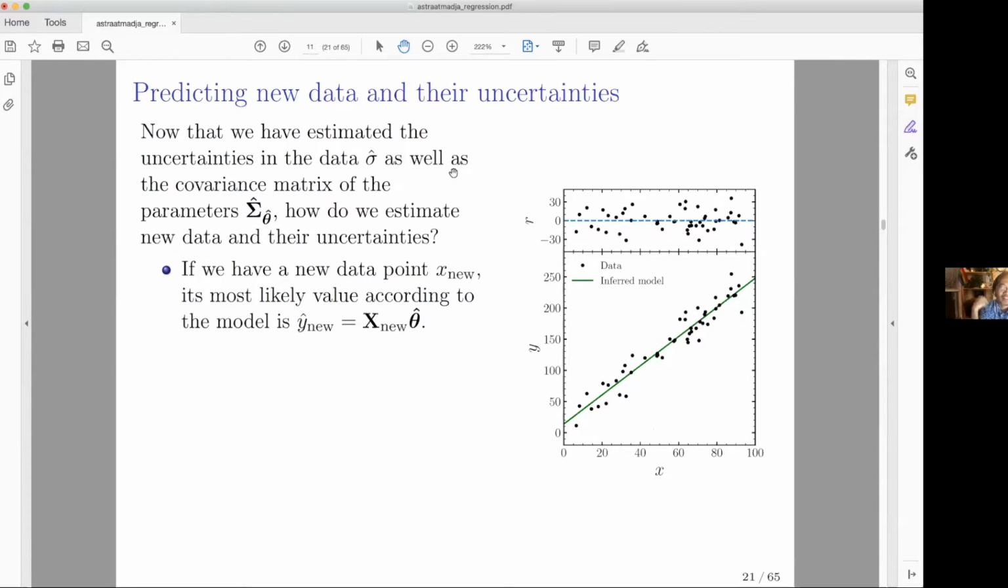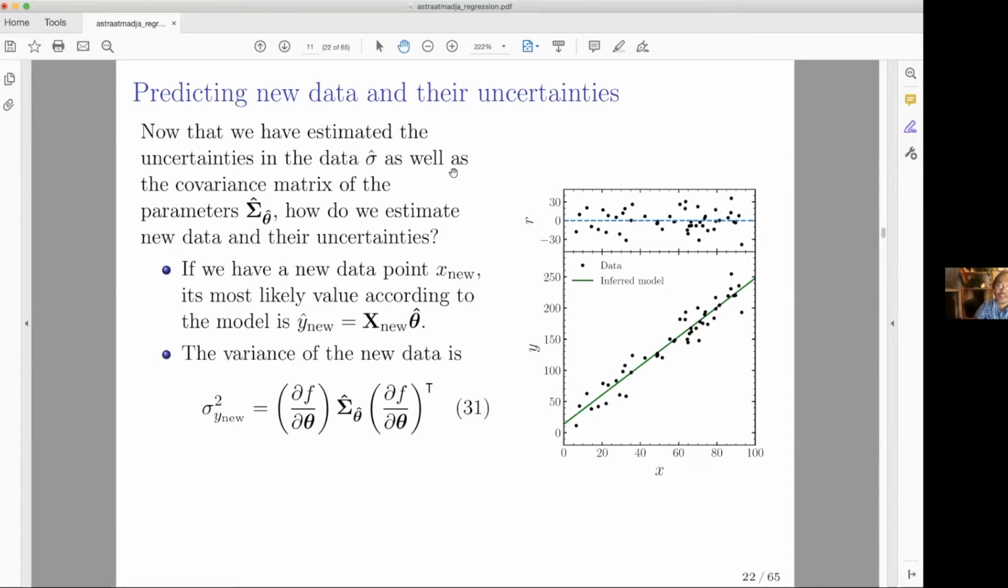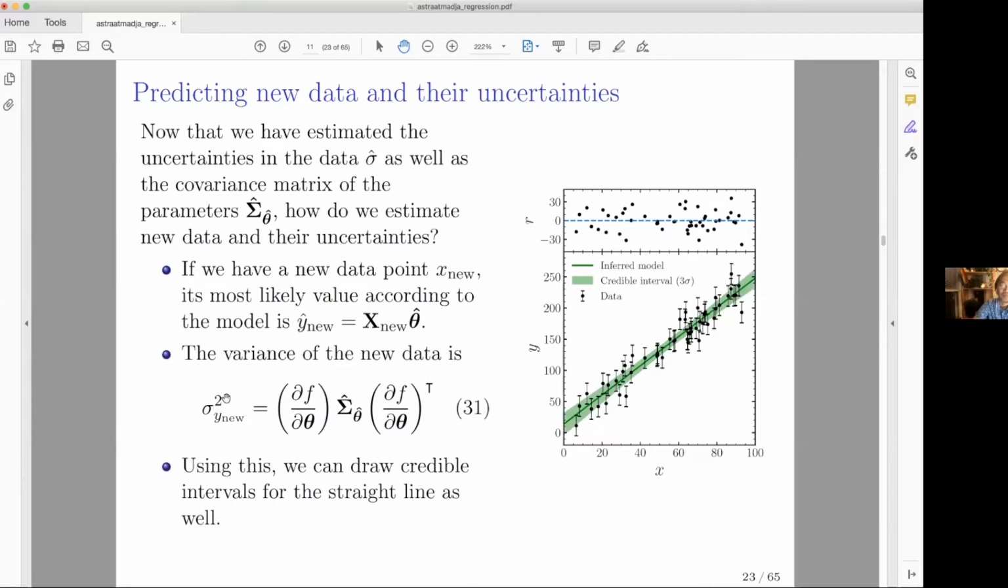Now we know the parameters and we know the covariance matrix. We know how to predict new data and what the uncertainties are. It's just propagation of uncertainties, but in multiple dimensions. So you just add all of the partial derivatives on both sides. Remember, this is a 1-by-1 matrix in the end, because we only predict a single point. All right. So if you do this, then we can draw the credible interval.